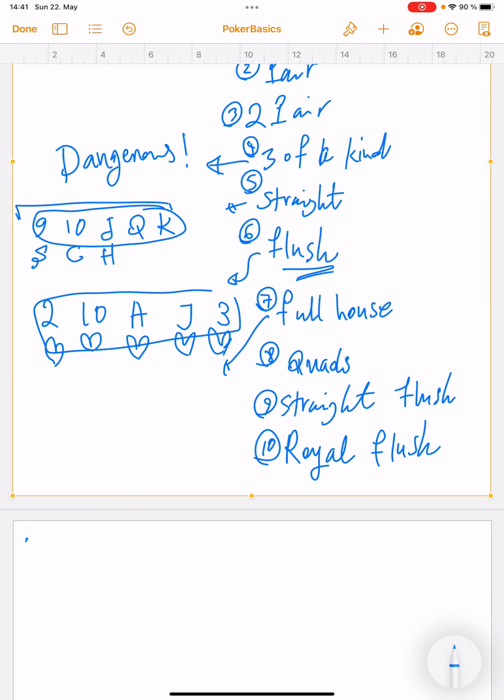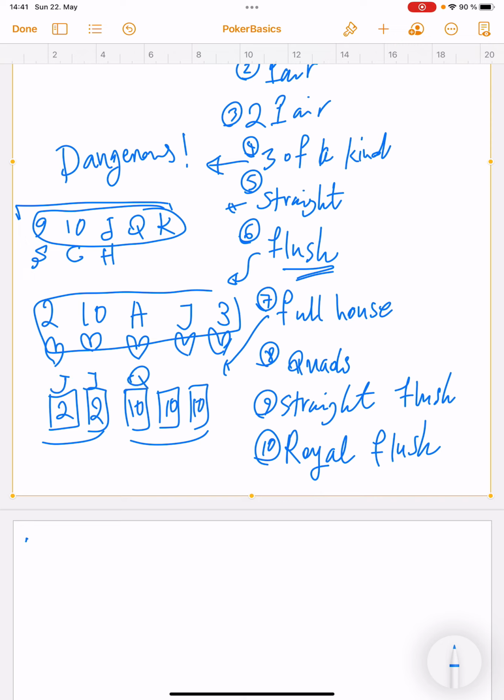So full house means there will be 2 of the same number and 3 of the same number, like 3 tens and 2 twos, this will make a full house. But any 2 and 3 combination, like Jack, Jack, and Queen, Queen, Queen, this is also a full house.